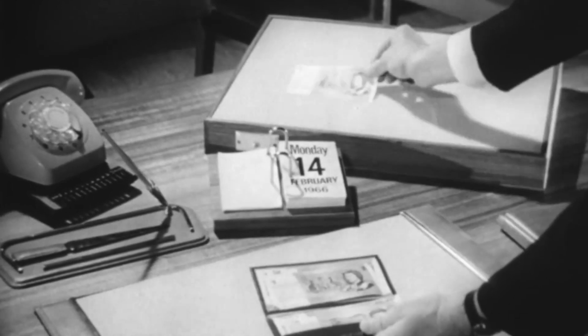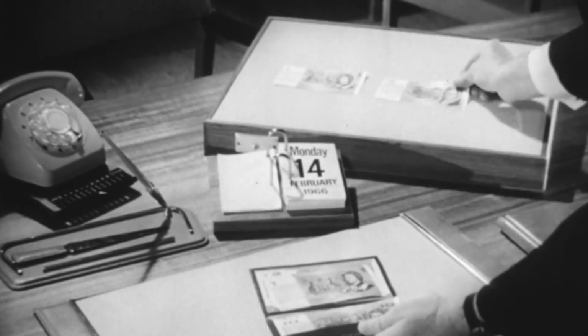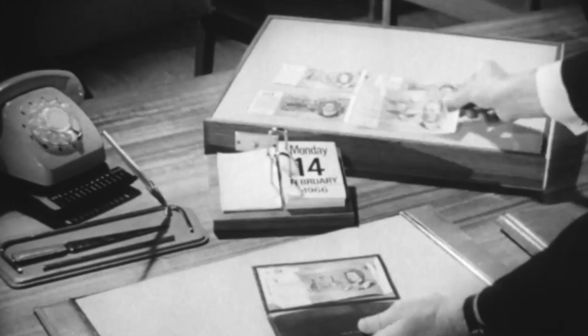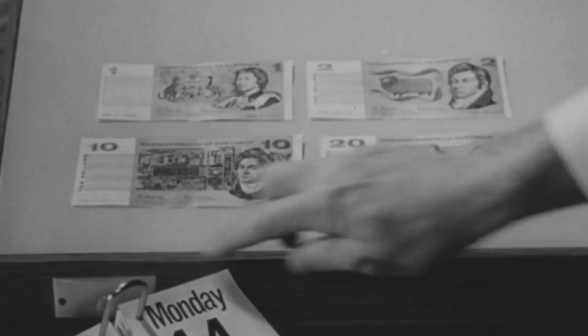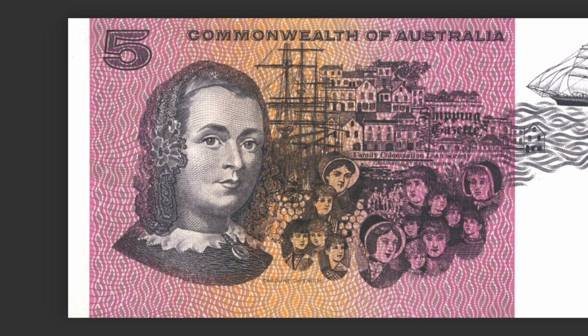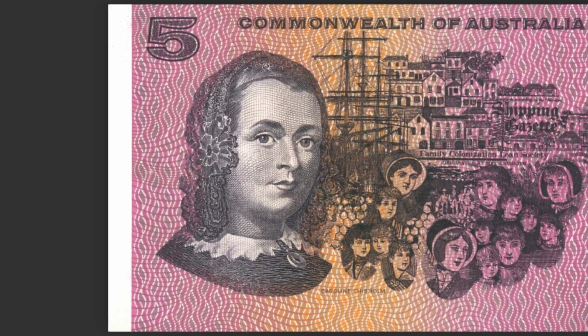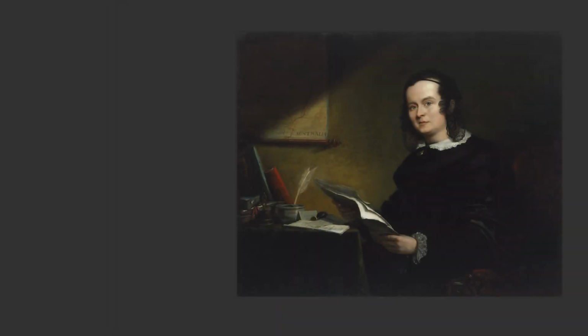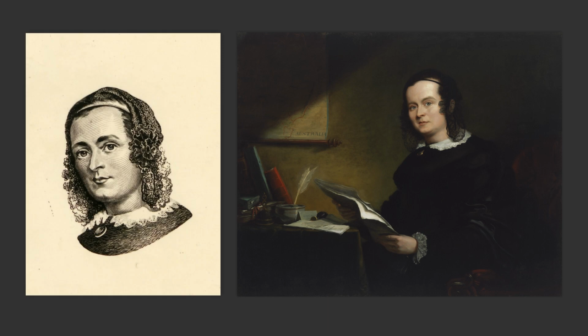In the 1960s, the first series of decimal currency banknotes was released. It demonstrated diversity in its range of portraits. Caroline Chisholm, a renowned social worker, was portrayed on the $5 decimal banknote, issued in 1967. She was the first identified woman, other than the Queen, to appear on Australia's banknotes.